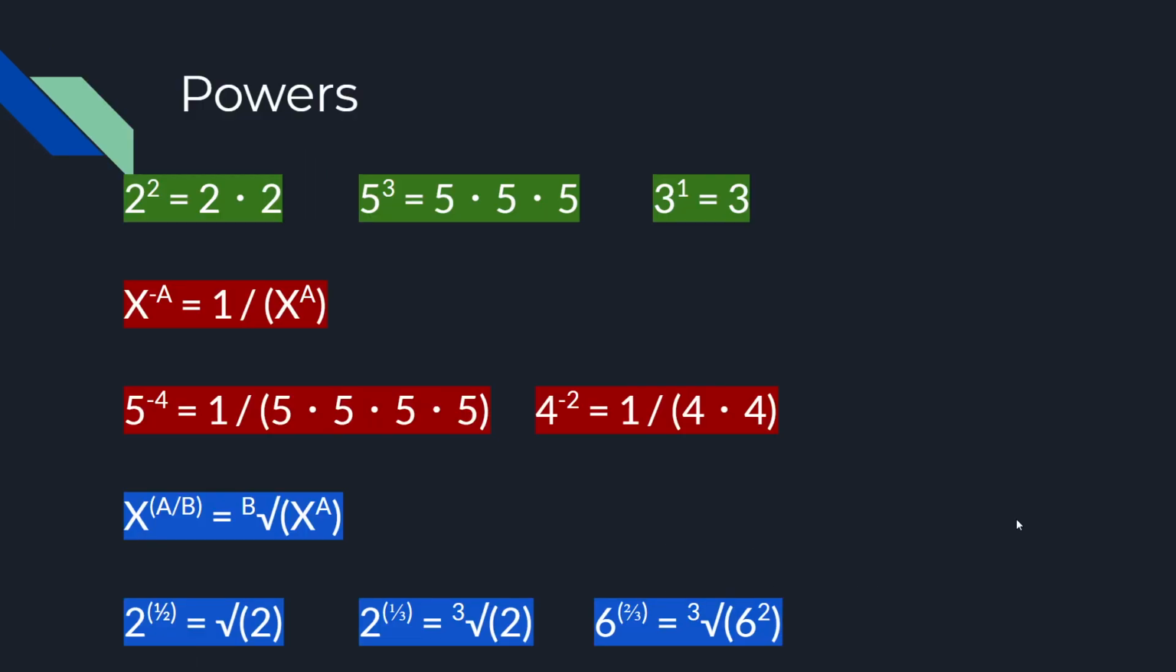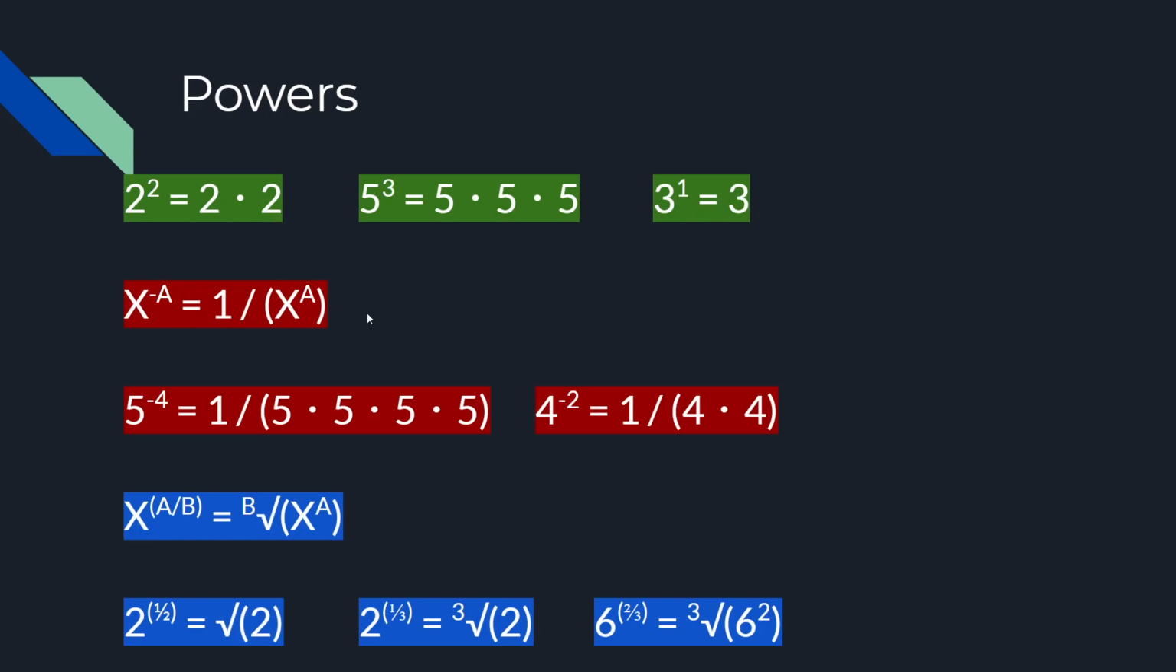So, first off, just a brief review on powers in case you're not familiar with them already. Essentially, a power will take a number and multiply it by itself that many times. So, if you have 2 to the power of 2, we're going to multiply 2 by itself twice. Or if we have 5 to the power of 3, we're going to multiply 5 by itself 3 times, right? 5 times 5 times 5. And if we have 3 to the first, we're multiplying 3 by itself just once, so just 3.